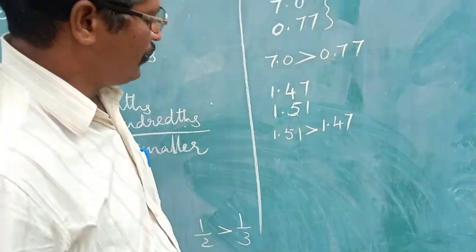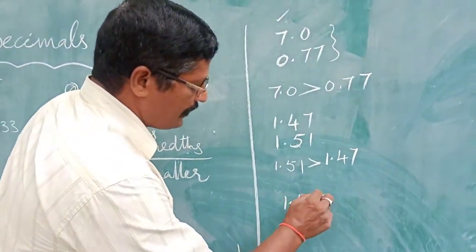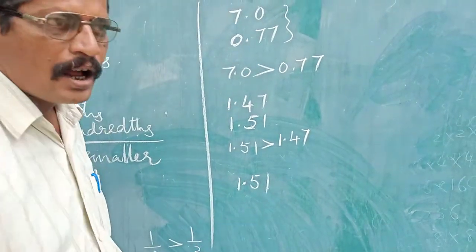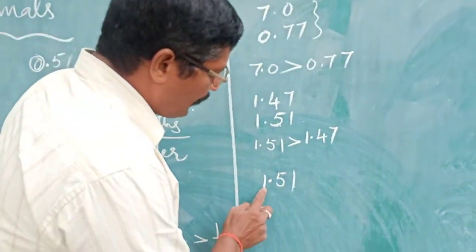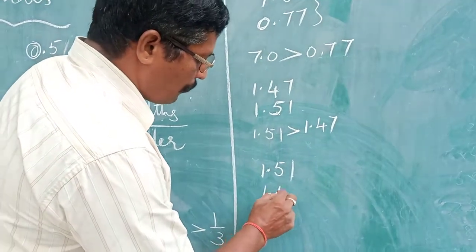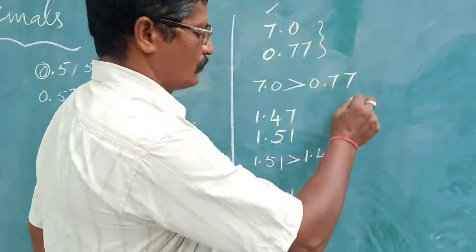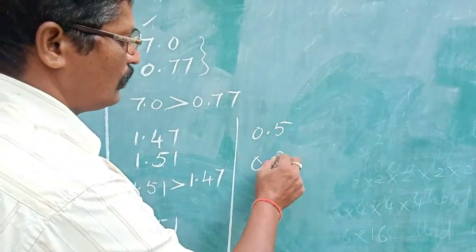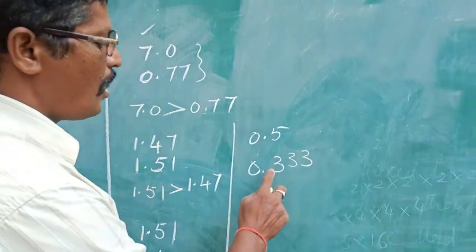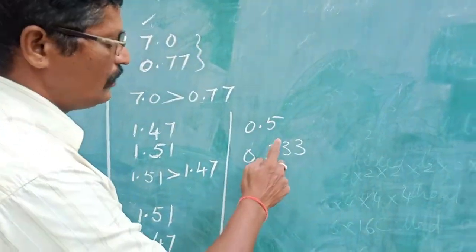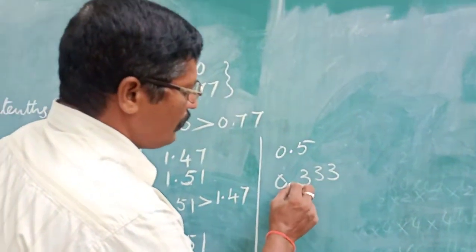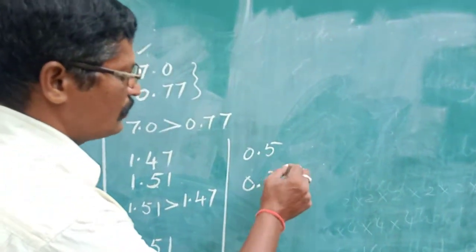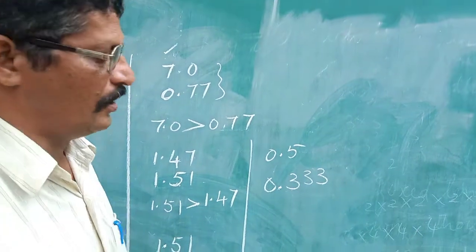The most important point is that it is read as 1.51, not 51. 1.51, 1.47, 0.5, 0.333, not 333. Read the digits after the decimal point separately. It means 3, 3, 3, not 333. Okay.